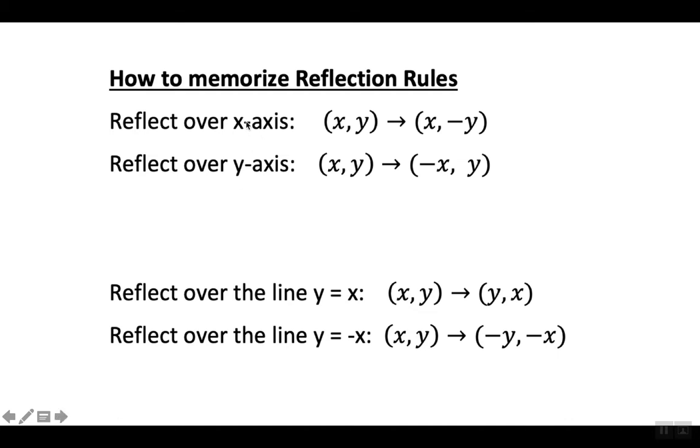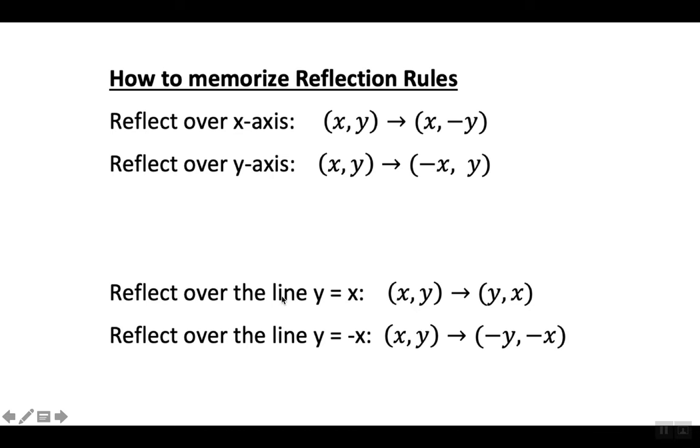To reflect over the x and the y axis, remember these two rules, you can memorize them together. To reflect over the x and the y axis, change the other letter to its opposite sign. So if you reflect over the x axis, I have to change the y coordinate to its opposite sign. And if I reflect over the y axis, I have to change the x coordinate to its opposite sign.